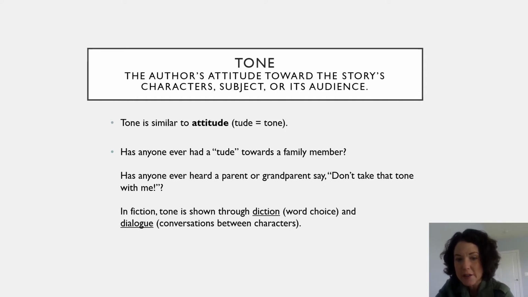In fiction, we see tone in two different ways. We can see tone through diction, which means word choice, and also in dialogue, which we know are conversations between characters. That's how tone is revealed.